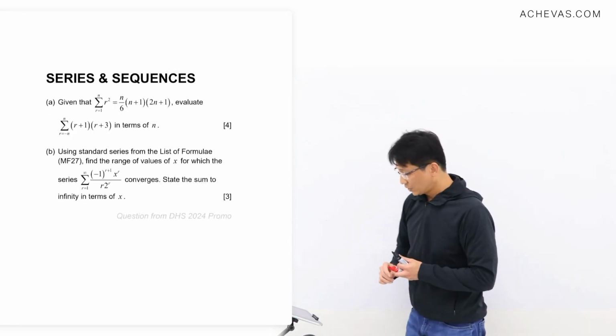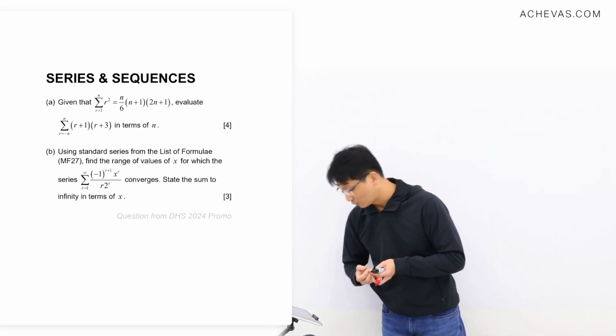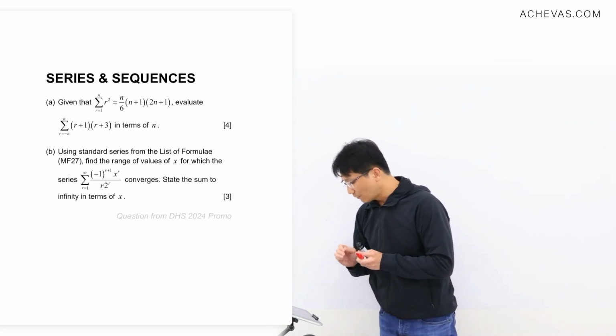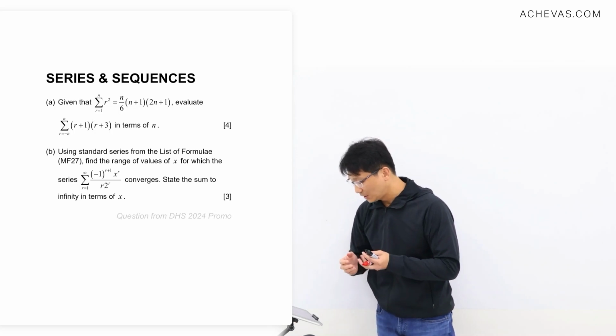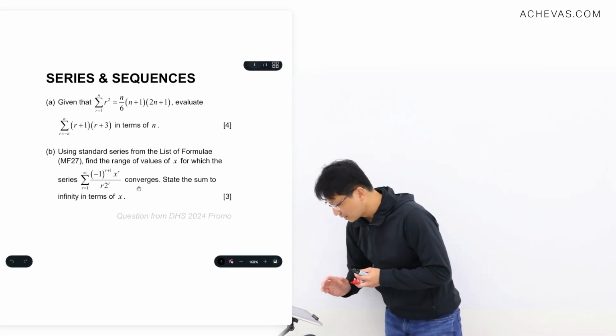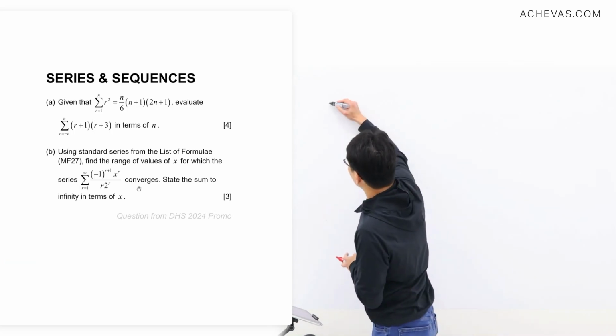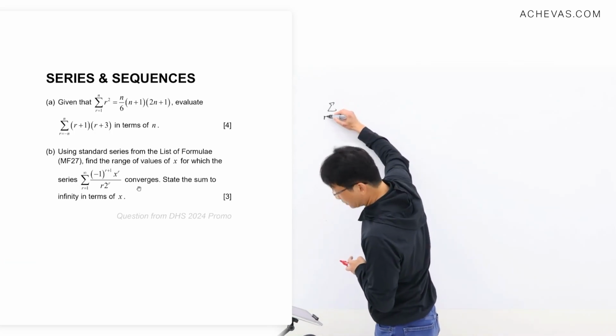In part B of the question, it says that using standard series from the list of formulae MF27, find the range of values of x for which the series of this particular summation converges. State the sum to infinity in terms of x. Let us write down the summation first.